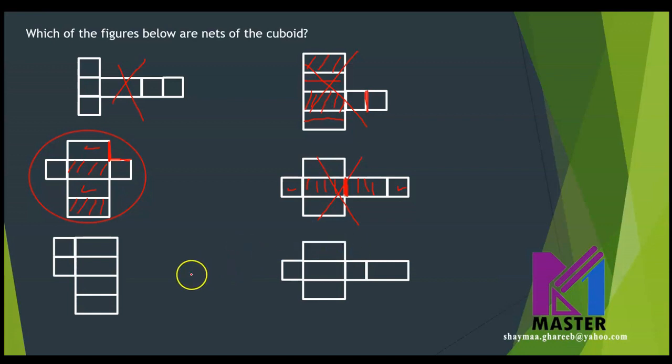Now look at these two. What do you think? Look at the two sides here. They should be opposite to each other, but they are not opposite because they meet at an edge here.